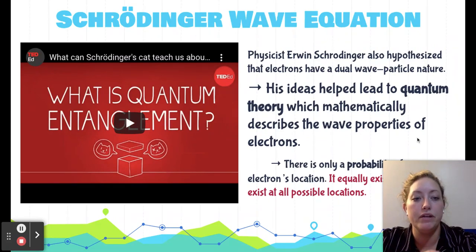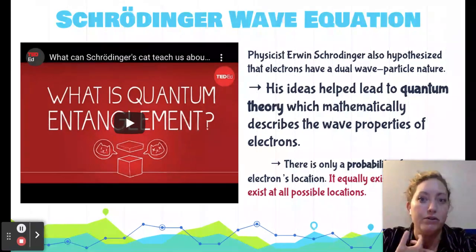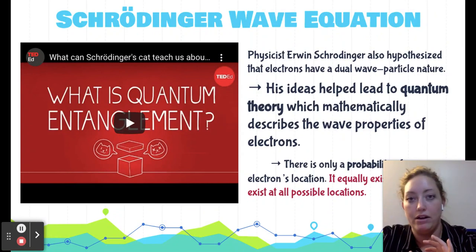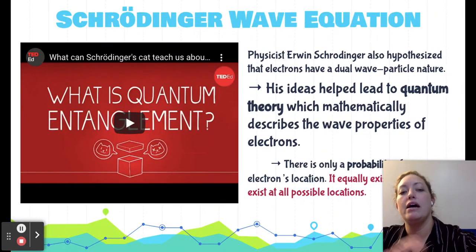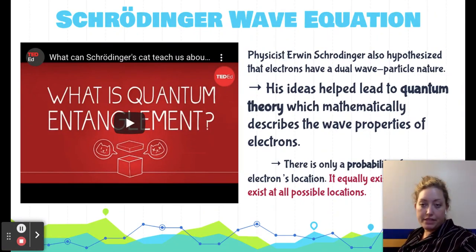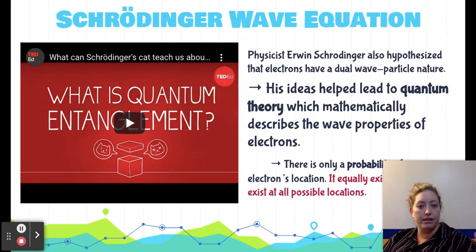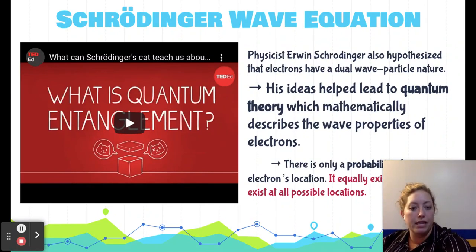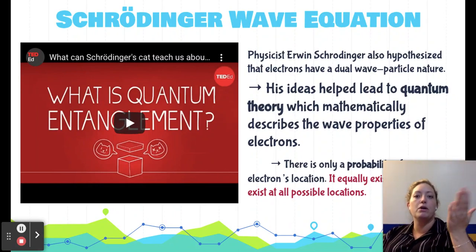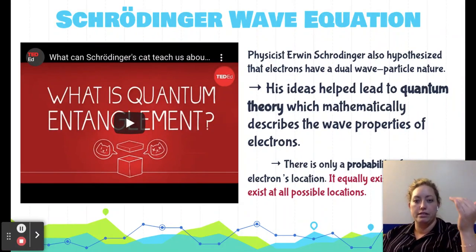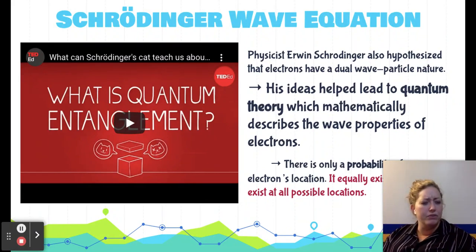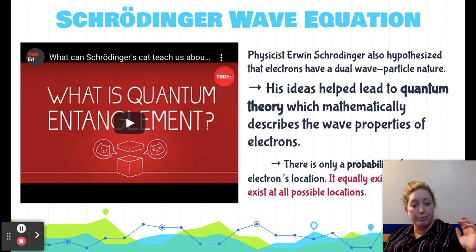So Erwin Schrodinger also agreed and added on to the hypothesis that electrons exist as both waves and particles. Okay, so they're moving around in waves and they are tiny little particles. And he kind of just piggybacked off of Heisenberg. So he was saying that there's a certain probability that an electron exists in a certain area. Which makes sense if you think about it. But he was the first person to propose this.